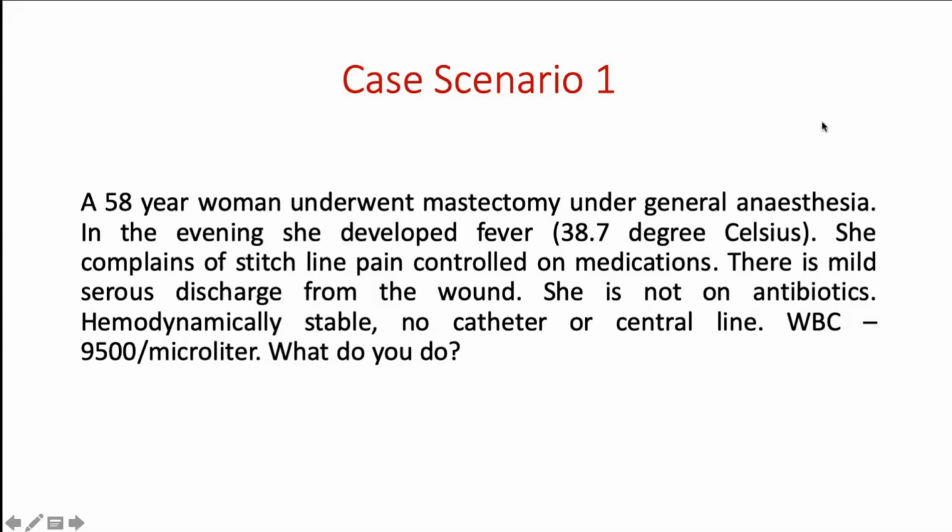Case scenario one: a 58-year-old woman underwent mastectomy under general anesthesia. In the evening, she developed fever of 38.7 degrees Celsius. She complains of stitch line pain controlled on medications. There is mild serous discharge from the wound. She is not on any antibiotics, only a preoperative prophylactic antibiotic, and is hemodynamically stable. No catheter or central line is there. WBC count sent in the postoperative period was 9,500 per microliter. So what do you do next?